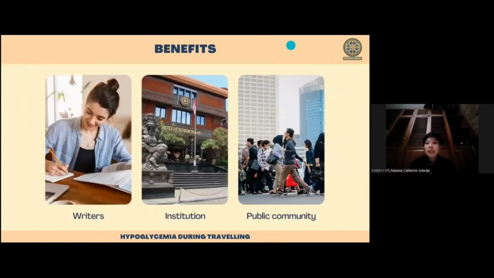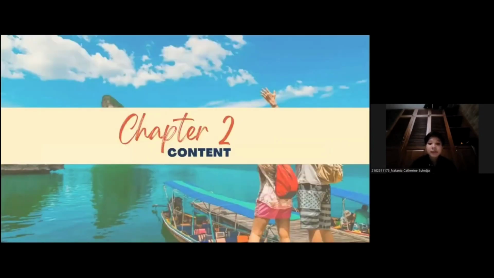So these are the benefits of our student project. It benefits the writers, institution, and public community. That's all from me. Thank you.